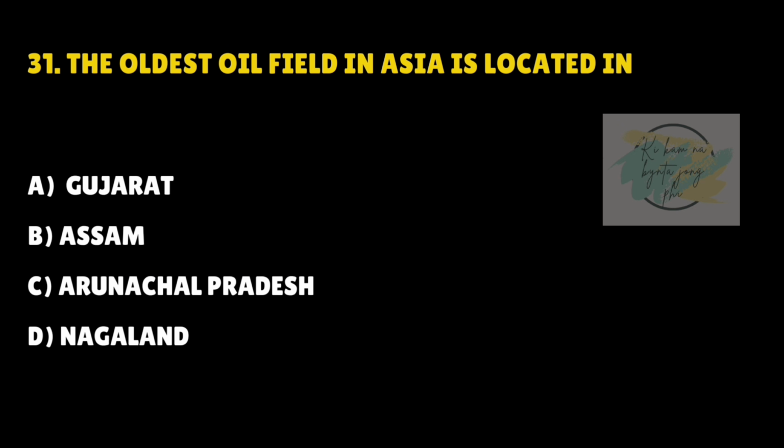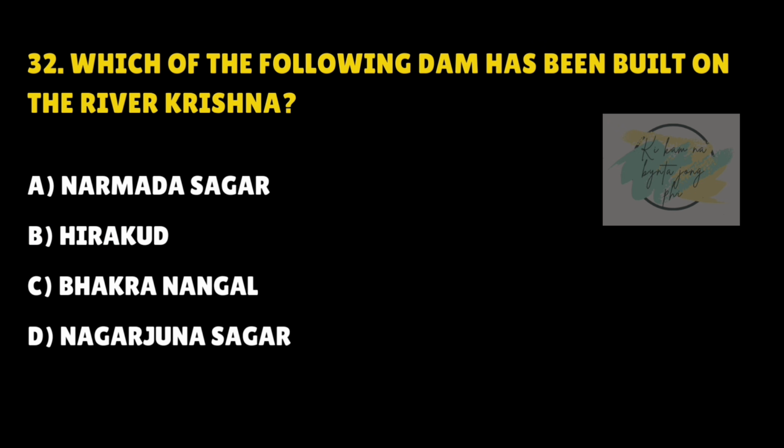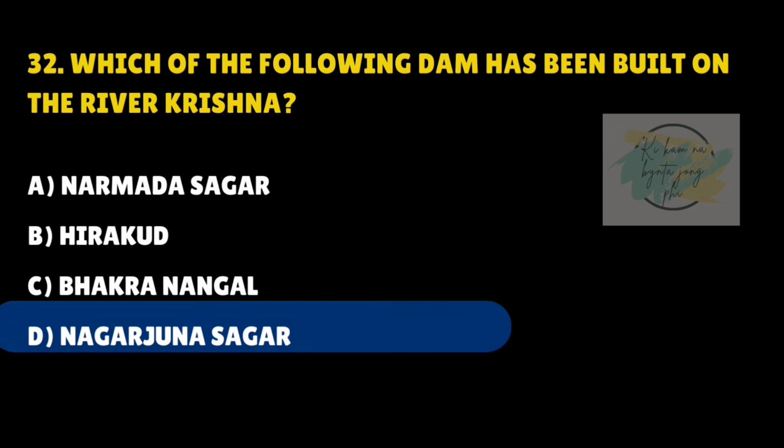The oldest oil field in India is located in? Answer is B. Assam. Which of the following dams has been built on the river Krishna? Answer is D. Nagarjuna Sagar.